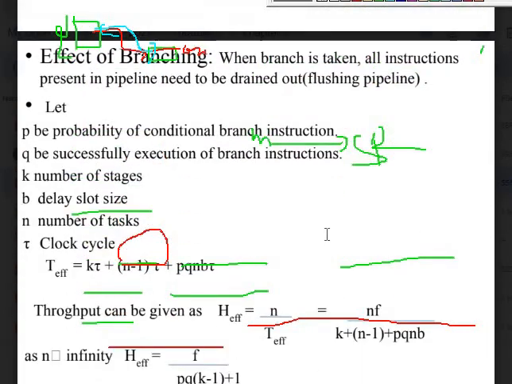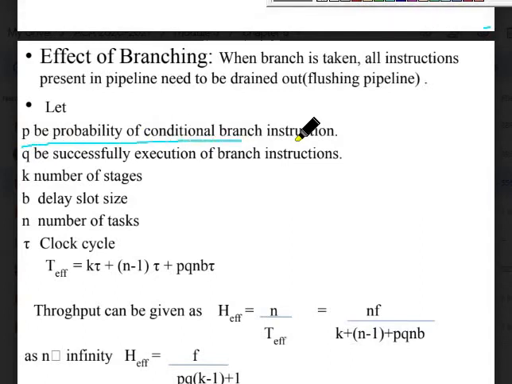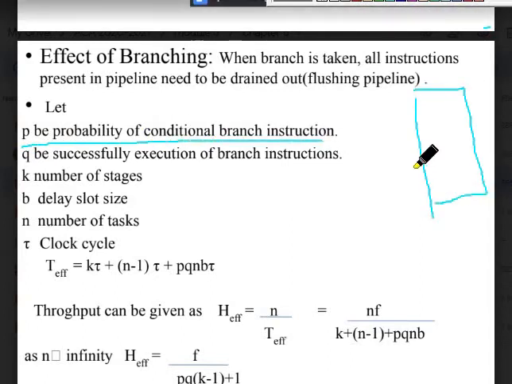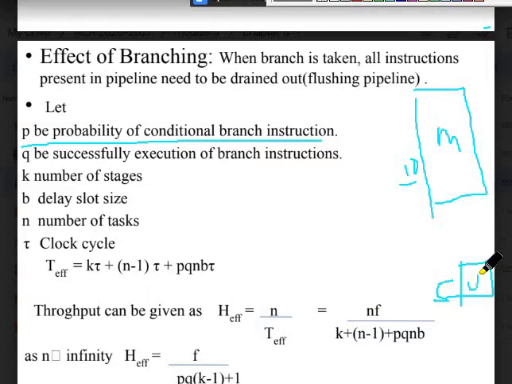Okay, so now we have one small derivation: the effect of branching, that is, how branching affects the performance or throughput. Let P be the probability of a conditional branch. Out of 10 instructions I have written in a C program, let me assume a case like this: 10 lines in the main function and 5 lines in the UDF.